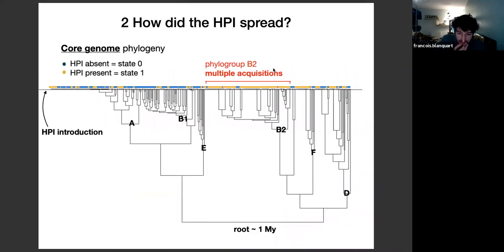And just another small note: there's a type of analysis where you look at the whole phylogeny and treat absence and presence as a binary character. If you do that and look, for example, at phylogroup B2, you would probably infer that B2 acquired the HPI quite far in the past, because this is a more parsimonious explanation, and then lost it a few times. But when you look at the sequence of the HPI, you see that it's not what happens, because it's much more recent. So actually what happened is that the HPI spread very rapidly within phylogroup B2.